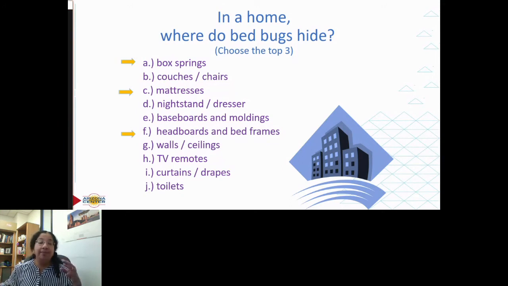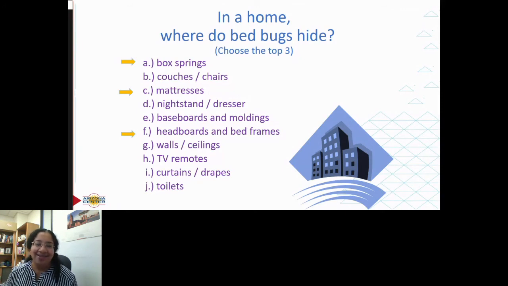Those are the top three, but all of those other choices, yes, ACD, that's absolutely ACD, yes, and F too, Andrea. So all of those other places are possibilities. They're definitely possibilities where bed bugs can hide. However, what about J?